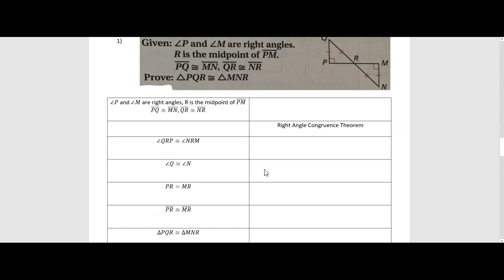So it says, given angle P and angle M are right angles, and then we know that R is the midpoint of PM, and we are also told that PQ is congruent to MN, those 2 segments, and the segments QR and NR are also congruent. So they have labeled everything in there for us, so we don't have to go put our tick marks or put our right angle boxes in there. So we can jump to our proof. First thing is going to be given, right? Everything was stated.